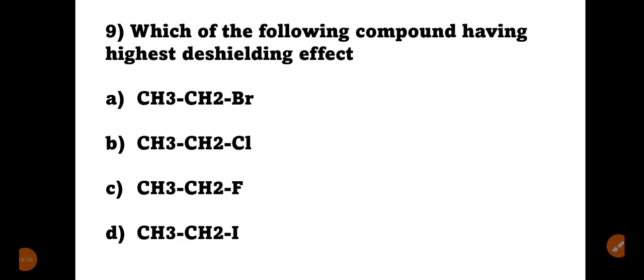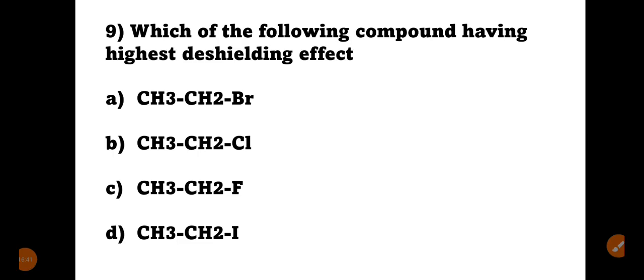And what is the deshielding? Deshielding is nothing but downfield, and downfield is nothing but the greater delta values. I hope you guys are clear. Electronegativity is directly proportional to the deshielding, right? Meaning the compound having the highest electronegativity has the highest delta value, right? So from the options, which one has the highest electronegativity?